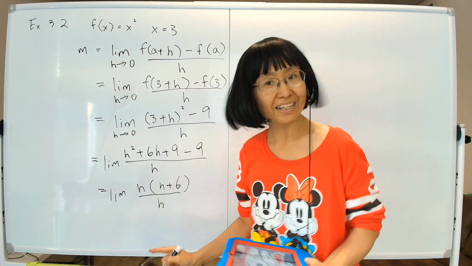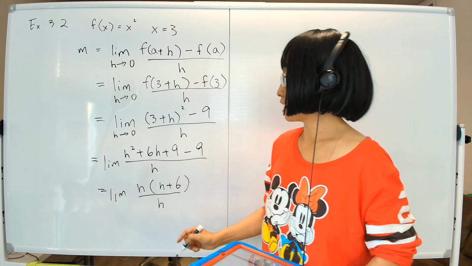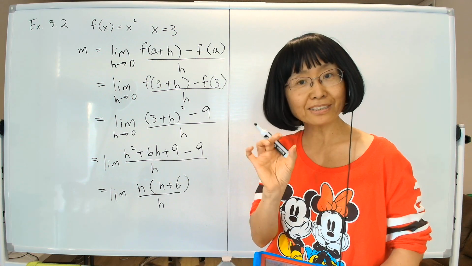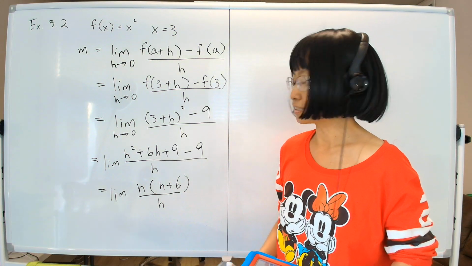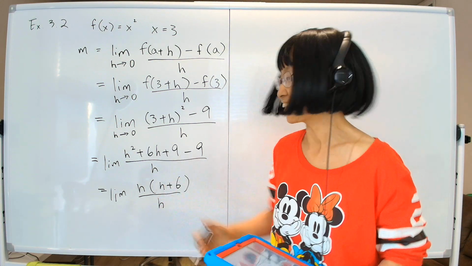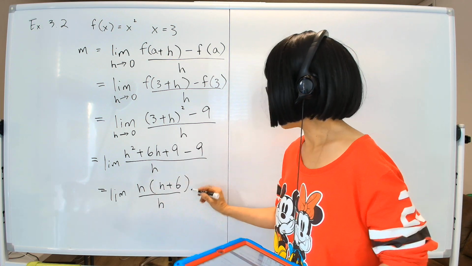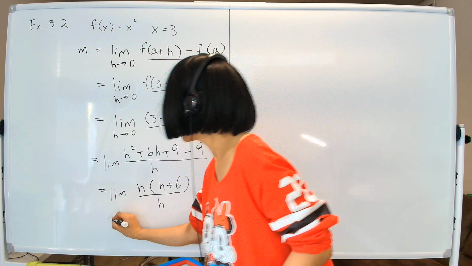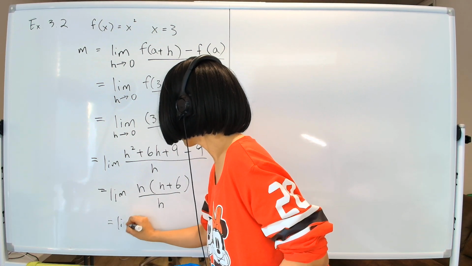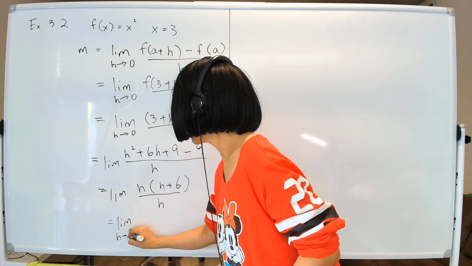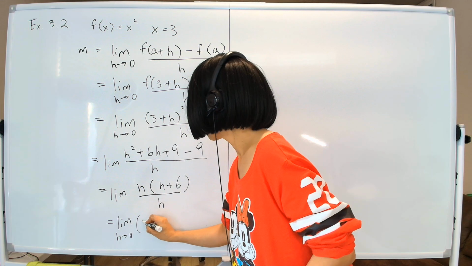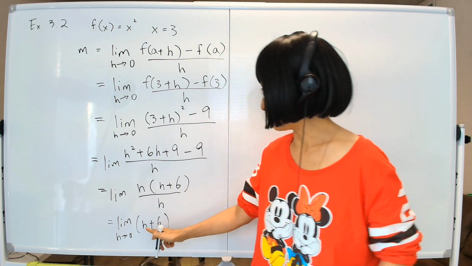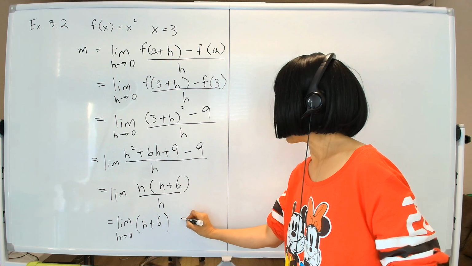Here's where we cancel out the h, because we're talking only about the delta neighborhood of where h is close to 0 but not 0. So then you get to cancel out the h. Then that becomes the limit as h approaches 0 of h plus 6, and well, h goes to 0, that becomes 6.